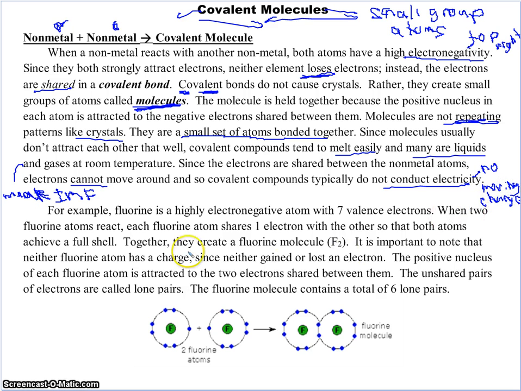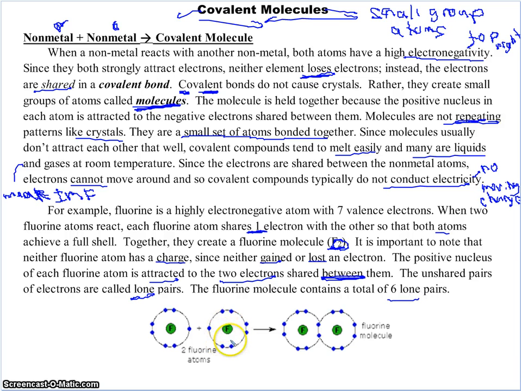For example, fluorine is a highly electronegative atom with 7 valence electrons. When two fluorine atoms react, each fluorine atom shares one with the other so that both atoms have a full shell. Together they create a fluorine molecule, so F2, there's 2 of them. It is important to note that neither fluorine atom has a charge, since neither gained or lost an electron. The positive nucleus of each fluorine atom is attracted to the 2 electrons between them. The unshared pairs of electrons are called lone pairs. Oh, they're all by themselves. The fluorine molecule contains a total of 6 lone pairs.